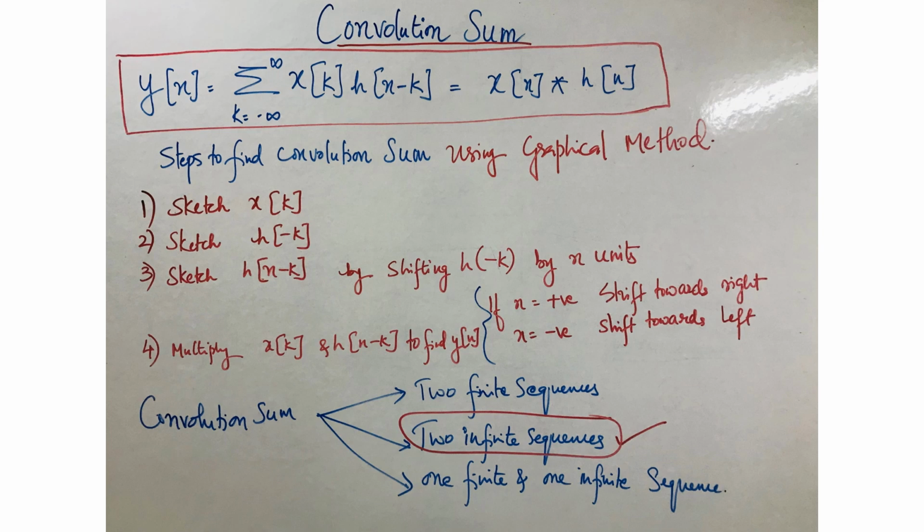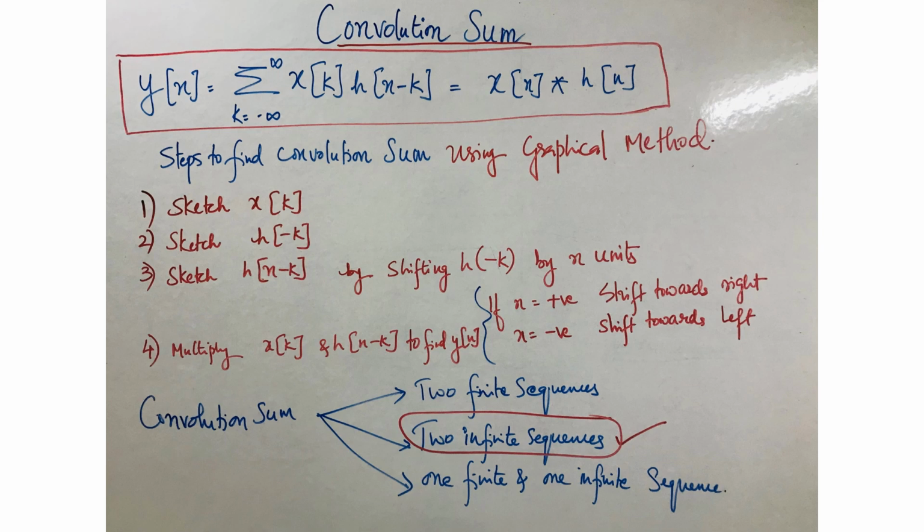So while finding the convolution sum, we need to perform different operations on x of n and h of n. First, we need to represent x of n as x of k, and we need to find h of n minus k, and then multiply x of k and h of n minus k over the overlapping region between these two signals over the range k equal to minus infinity to plus infinity.